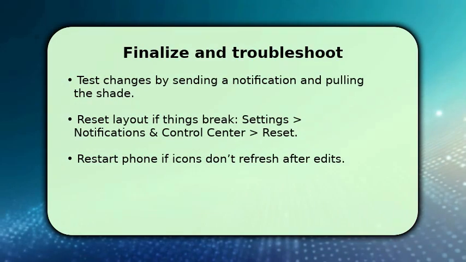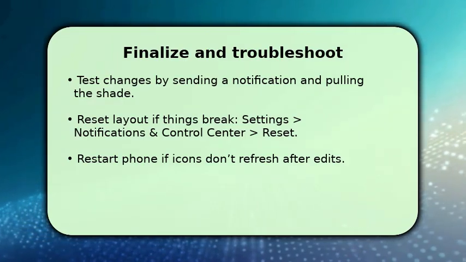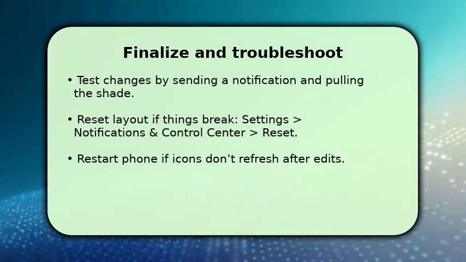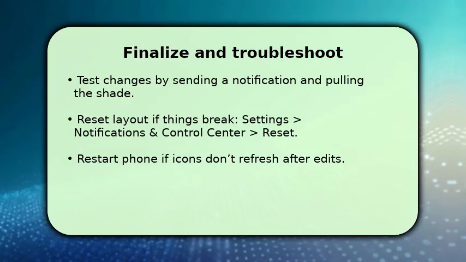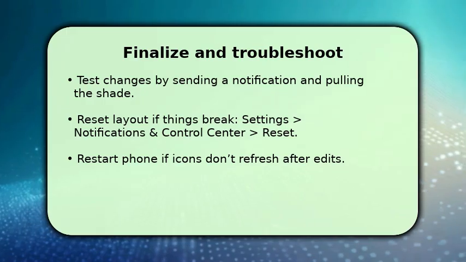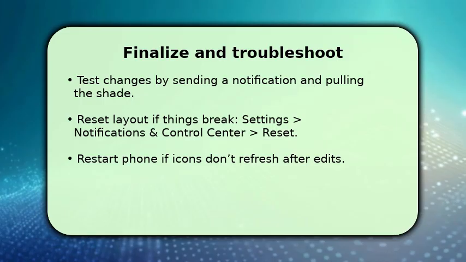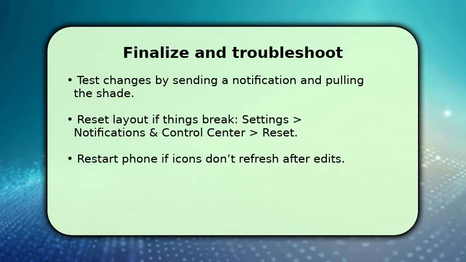You finish by testing. Send a message or app alert, then pull down the shade to confirm icons, tiles, and lock screen behavior appear as expected. If something looks wrong, use Reset Layout in Notifications and Control Center to restore defaults and repeat customization. This addresses conflicts from previous edits.